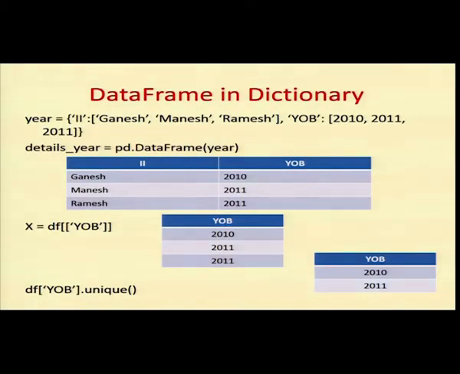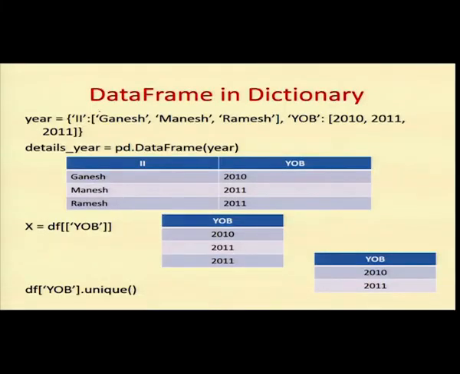Then, how to access the contents from a dictionary? My dear viewers, you would have seen a session on dictionary. So, this is a dictionary, hope you might be knowing. My query is, I have given the values: year is a variable equal to, in second year, these are the students available in my second year. First student name is Ganesh, second student name is Manish, third student name is Ramesh. And I am giving the year of birth. First student year of birth is 2010, second is 2011, third is 2011. Now I am giving the data frame of year. This is my table, second year, year of birth: Ganesh is born in 2010, Manish is born in 2011, Ramesh is born in 2011.